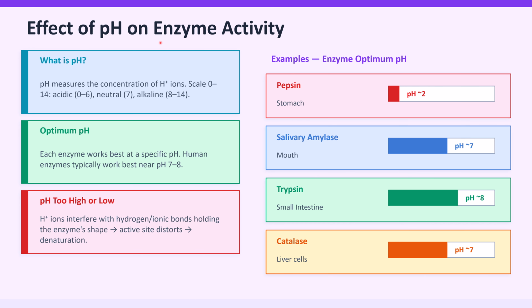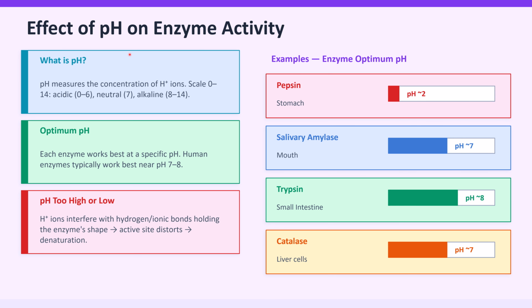Effect of pH on enzyme activity. Imagine taking a fish from the ocean and putting it into a pool of vinegar. Of course, it wouldn't survive, right? Enzymes are the same way. They are incredibly sensitive to how acidic or alkaline their environment is. Let's look at why pH can make or break an enzyme.